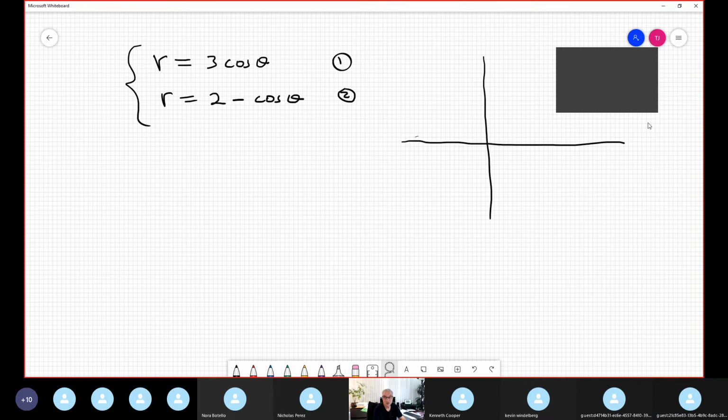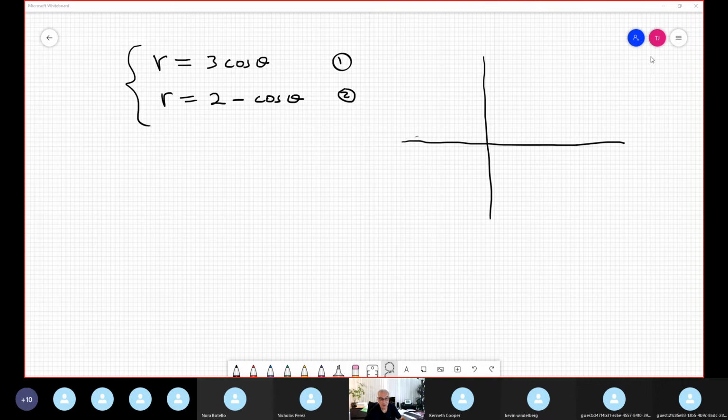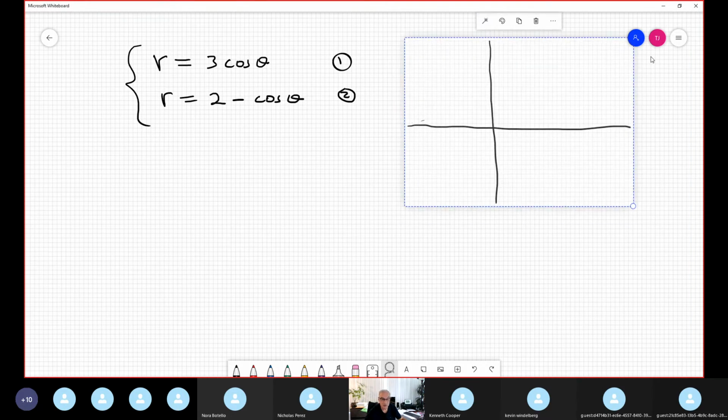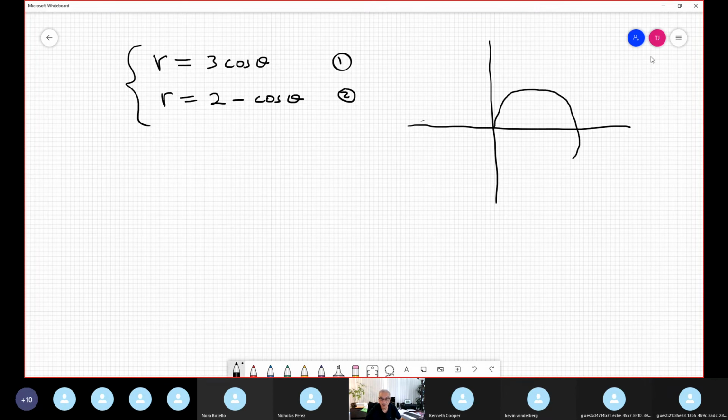It's a circle. Cosine and sine is a circle. Look, it's easy to remember. Cosine is a circle whose diameter lies on the x-axis. If it's sine, then the diameter lies on the y-axis. Do you remember that? Sine, cosine, circle.